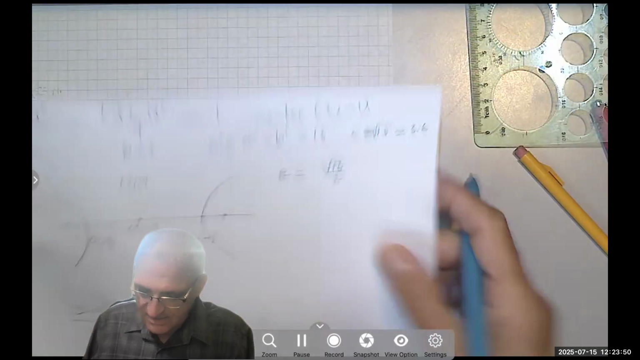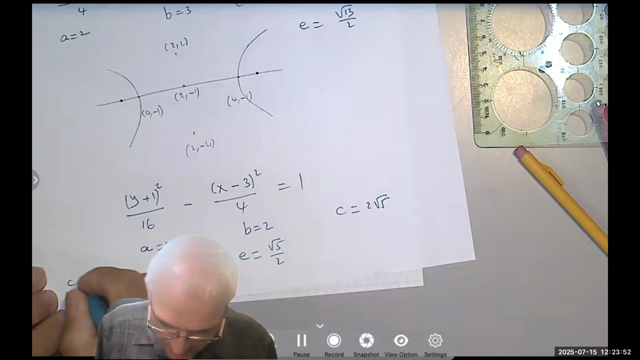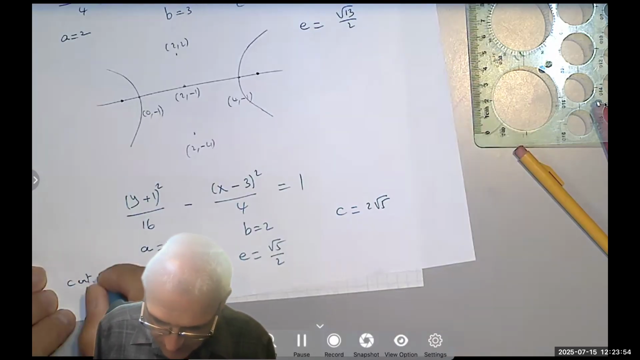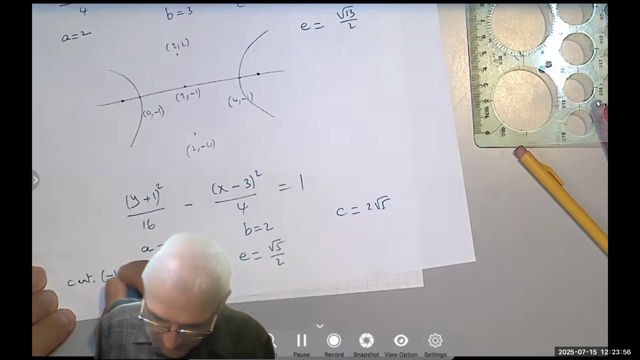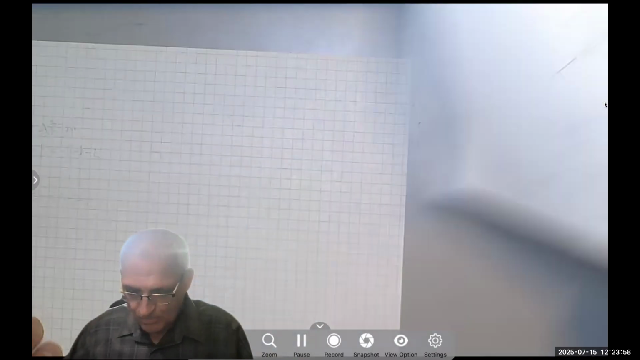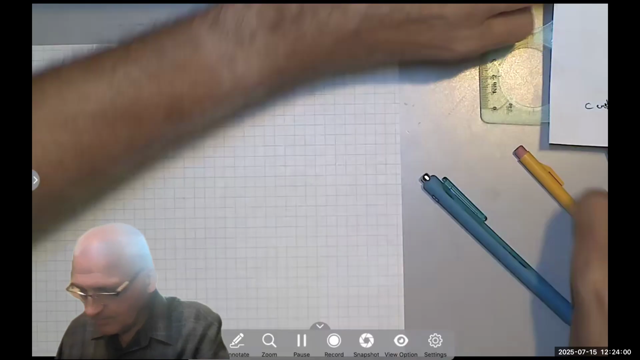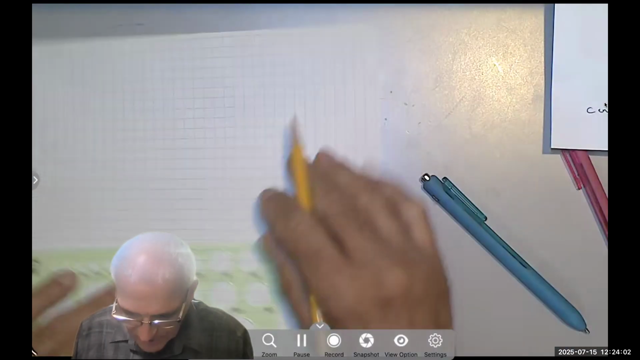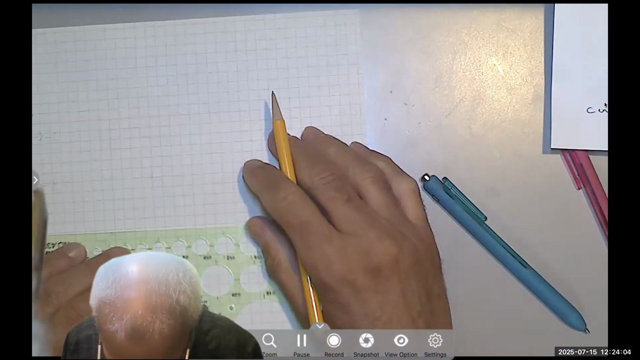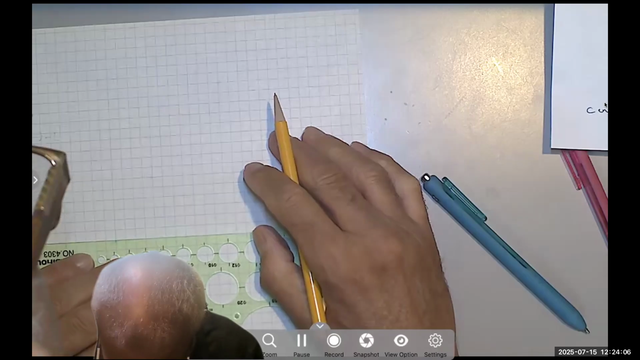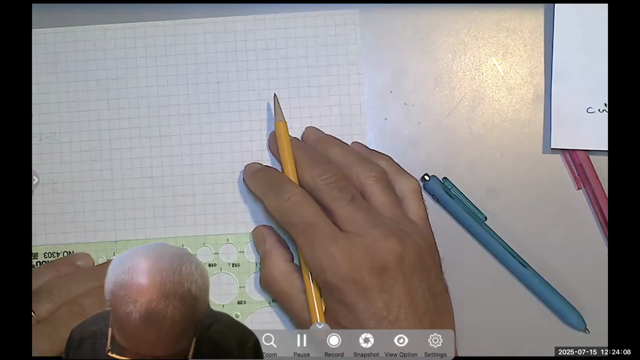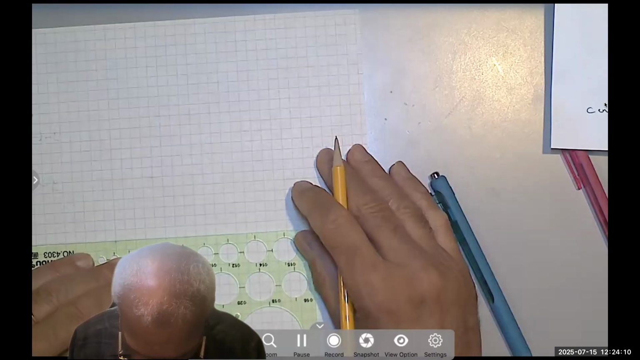Okay, but this one is vertical. The center is -1 and 3. Okay, so we are going to draw it slightly down because the center is y equals 3. It's high.